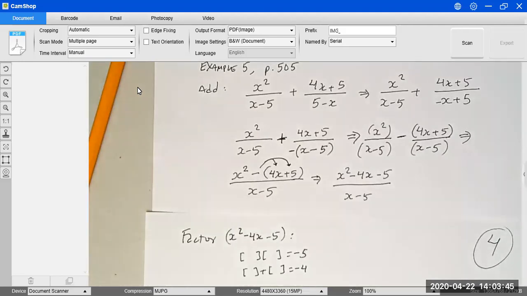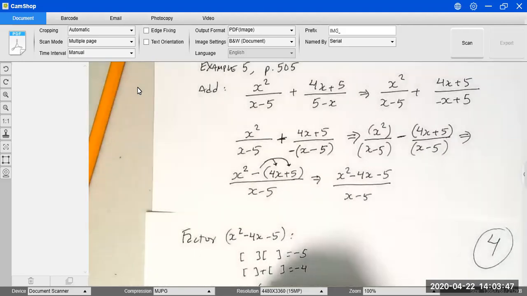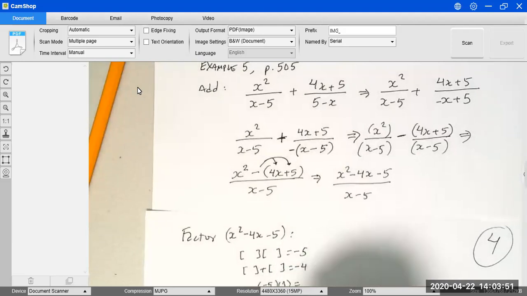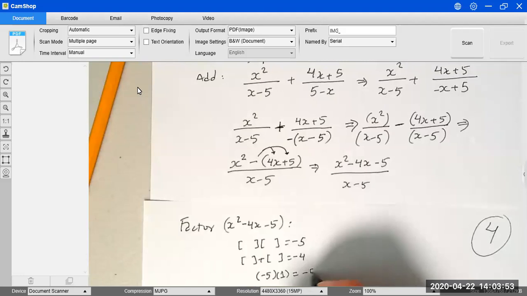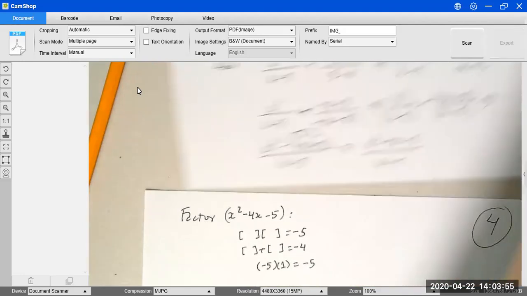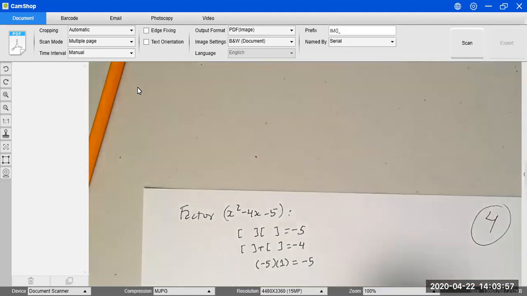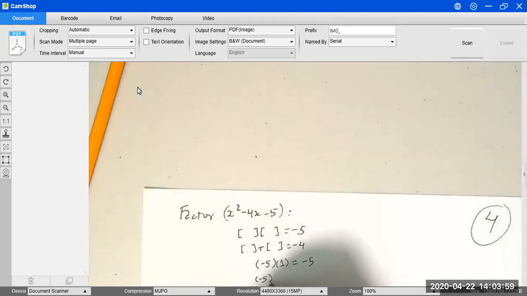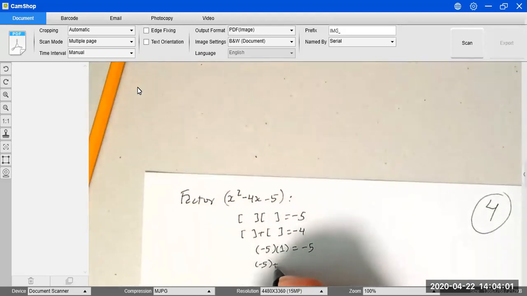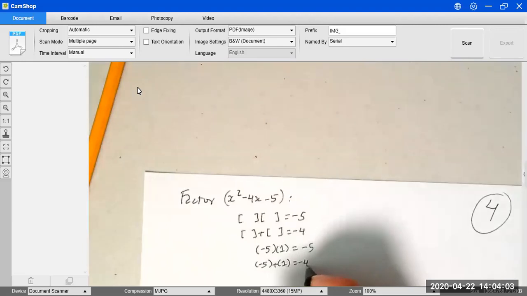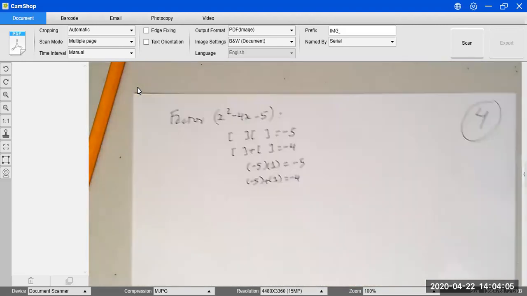Those numbers are negative 5 and positive 1. The product is going to be negative 5. And the addition of these two numbers is going to be negative 4. So those are my numbers.